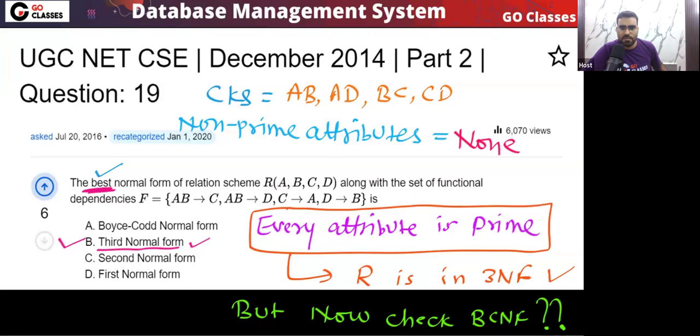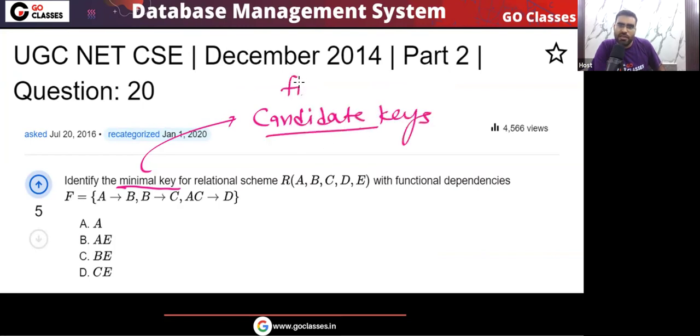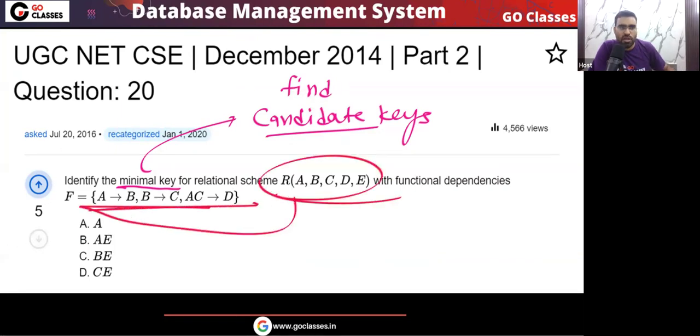Okay. Let's solve this UGC NET December 2014 question. Identify the minimal key. The question is simply asking about the candidate keys. Find candidate keys, that's it. These functional dependencies are given to you. This is the relation. Which attributes do not appear on the RHS of any non-trivial FD?